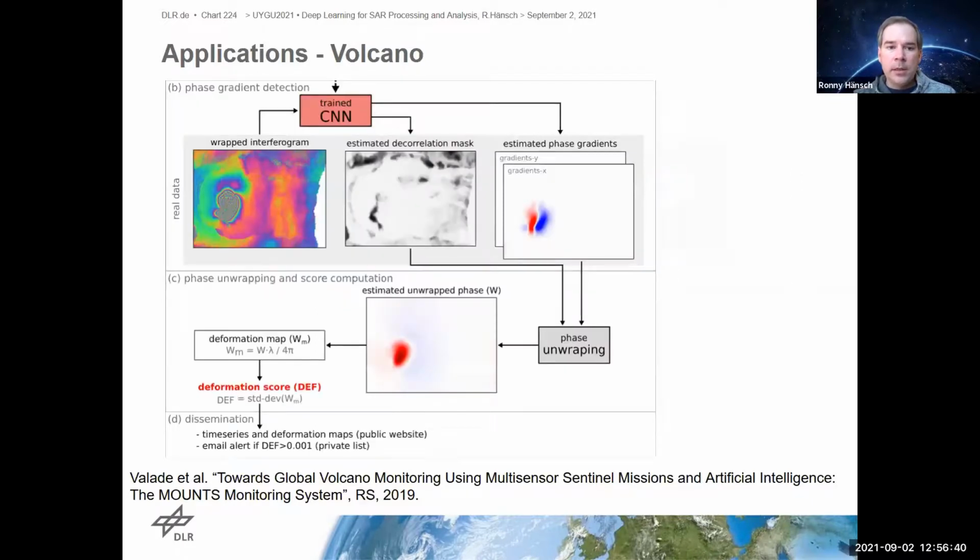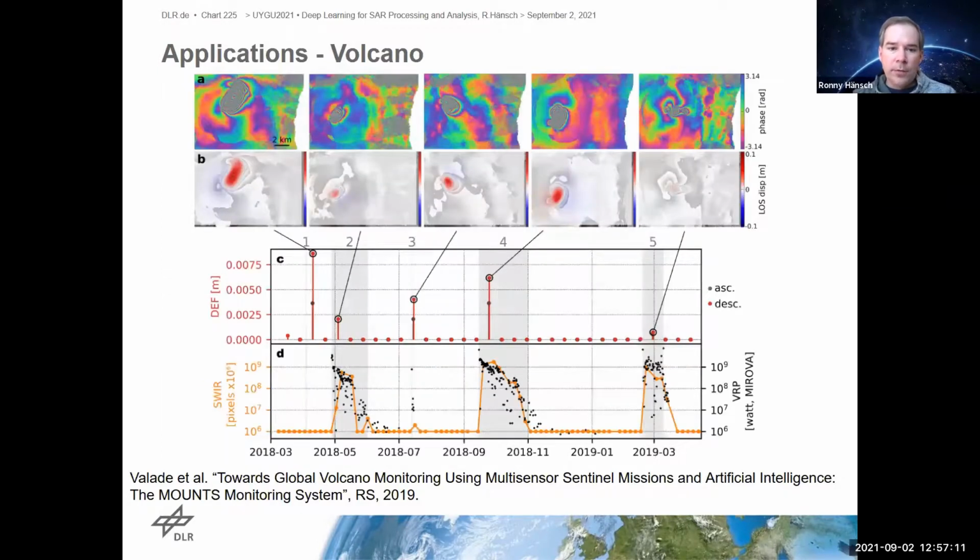And then they applied the CNN on real interferograms taken from Sentinel-1 images. So they had a script that was automatically downloading Sentinel-1 images from volcanoes, applying the CNN to the interferogram that would estimate the coherence as well as the phase gradients. The phase gradients would give you the information about the deformation. And if the deformation is going over a certain threshold, then you would issue a warning. And that also worked very well.